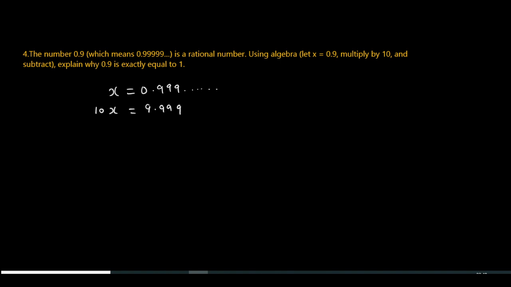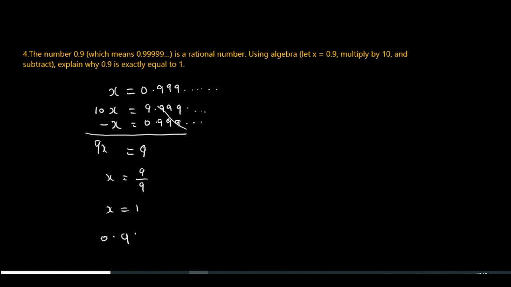Then subtract this and x. x is nothing but 0.999... While we are subtracting, left-hand side 10x minus x is 9x. Right-hand side all the decimals are cancelled, so you will be getting 9. Now x is equal to 9 by 9, so x is equal to 1. Therefore, we are telling 0.999..., which is equal to 1.